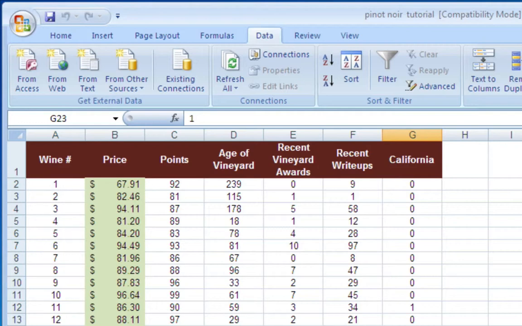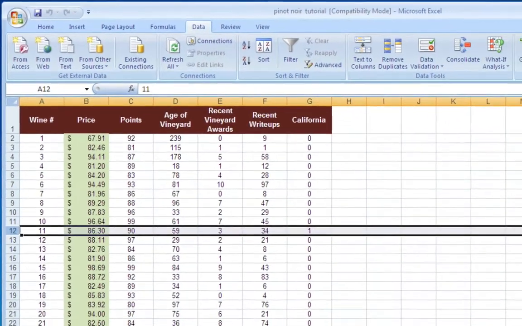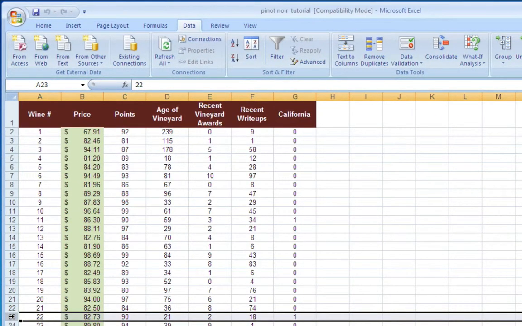So what we do, we add California as a fifth independent variable, and since there is no real numerical value associated with California, we assign arbitrarily a 1 for a wine being from California and a 0 for a wine not being from California. So the first 10 wines, in our case, are not from California, but wine number 11 is the first wine from California. Similarly, wine number 22 is from California, and so on.